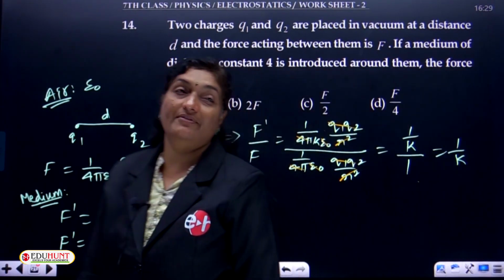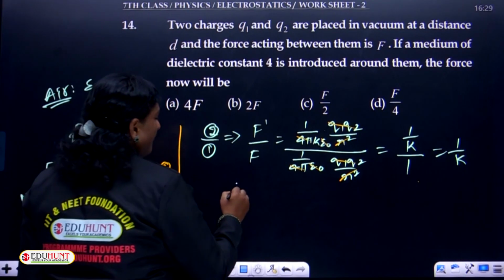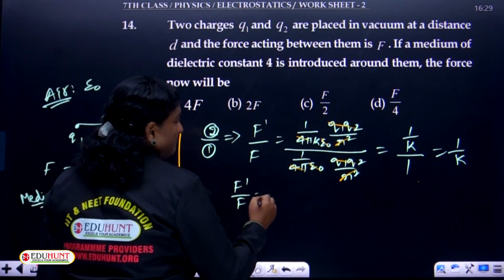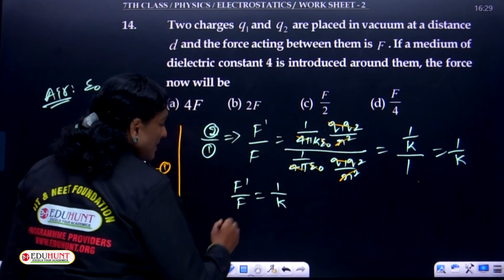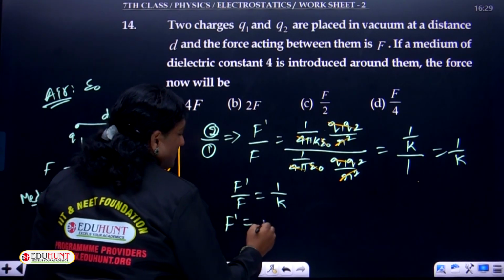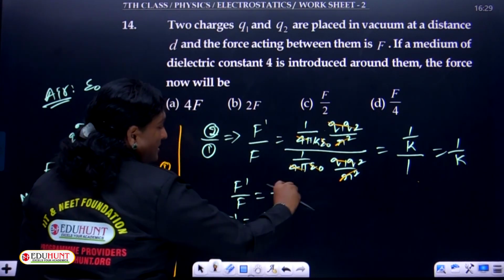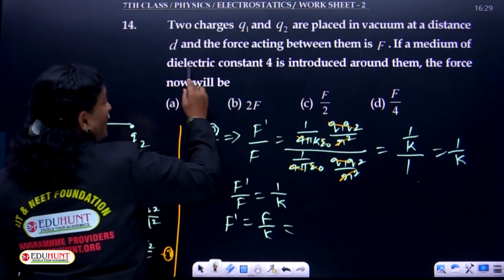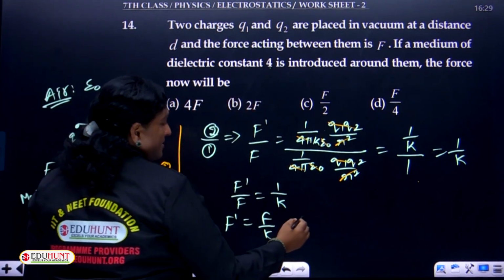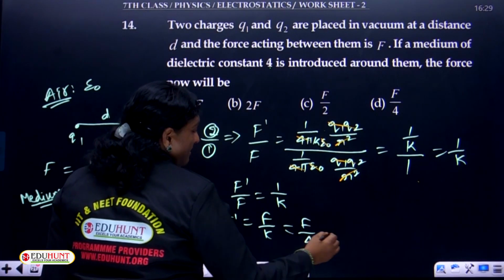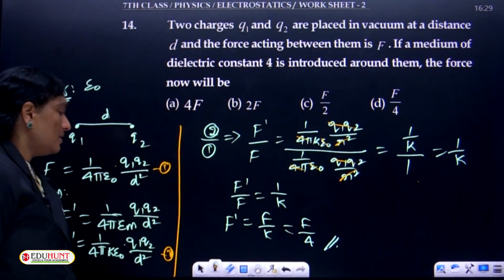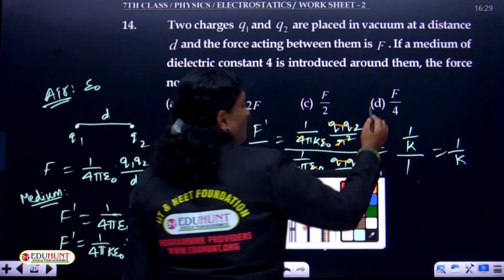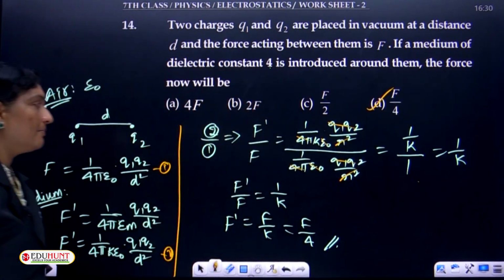So clearly F dash by F is found to be 1 by K, or F dash equals F by K. But the value of the dielectric constant K is given as 4, hence it is F by 4. So the correct option is option D, that is F by 4.